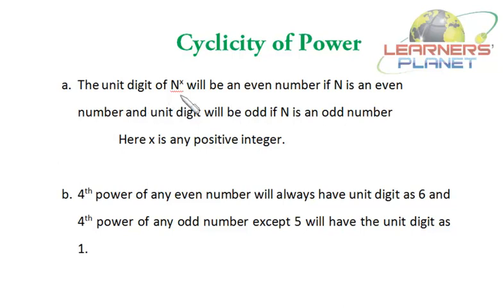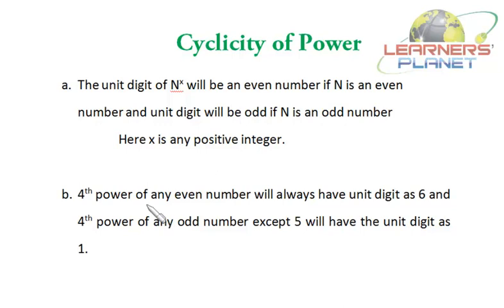The unit digit of n raised to x will be an even number if n is an even number, and the unit digit will be odd if n is an odd number, where x is any positive integer. Suppose I wish to calculate 4 raised to anything, then the unit digit will definitely be an even number, since 4 is an even number. Similarly, if I wish to calculate 3 raised to anything, then the unit digit will be an odd number, whatever it may be.